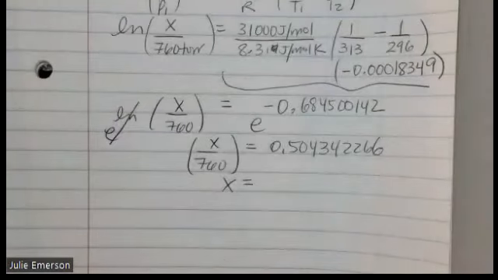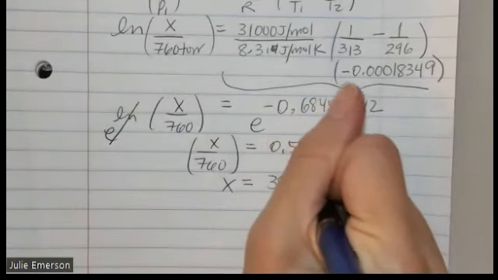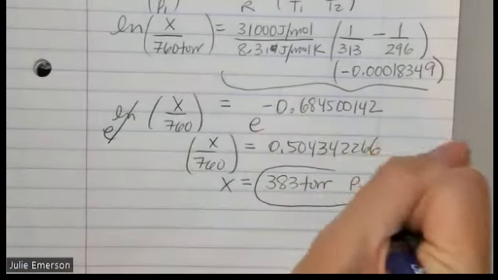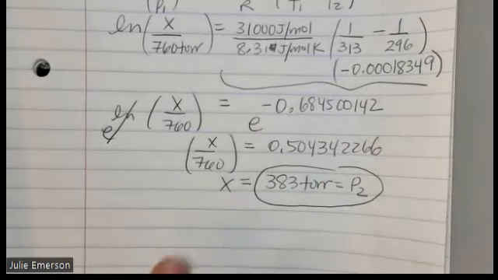So it would be 383. The unit would be torr, since it's the same unit as P1. So P2 would be 383 torr.